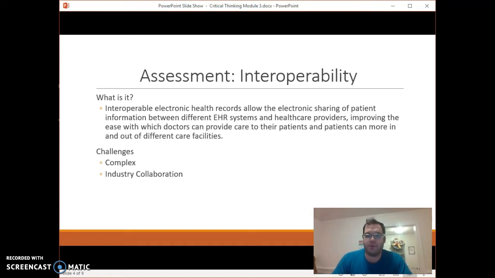Industry collaboration is another challenge of interoperability. Some aspects of EHRs are poorly designed and therefore cause physicians to spend half the time entering data and handling administrative tasks.